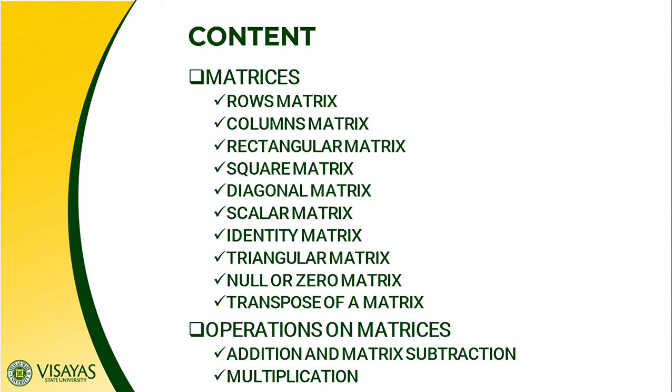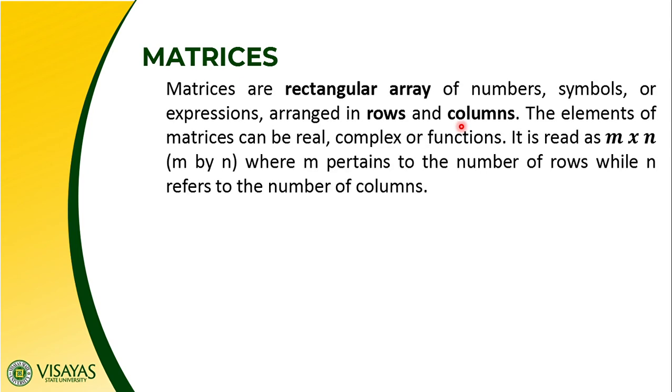We also have multiplication on matrices. Here in the multiplication of matrices, there are two categories. So we will find out later on as we go along with the discussion what are those categories in multiplication of matrices. And lastly is the determinants. And here in the determinants, we'll be focusing on finding determinants of a 2 by 2 and a 3 by 3 matrix.